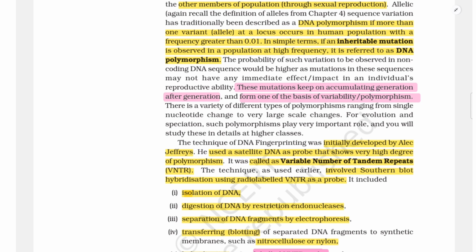The probability of such variation to be observed in non-coding DNA sequence would be higher as mutation in these sequences may not have any immediate effect or impact in an individual's reproductive ability. These mutations keep on accumulating generation after generation and form one of the bases of variability or polymorphism. There is a variety of different types of polymorphism ranging from single nucleotide change to very large scale changes. For evolution and speciation, such polymorphism play very important role and you will study these in detail at higher classes.